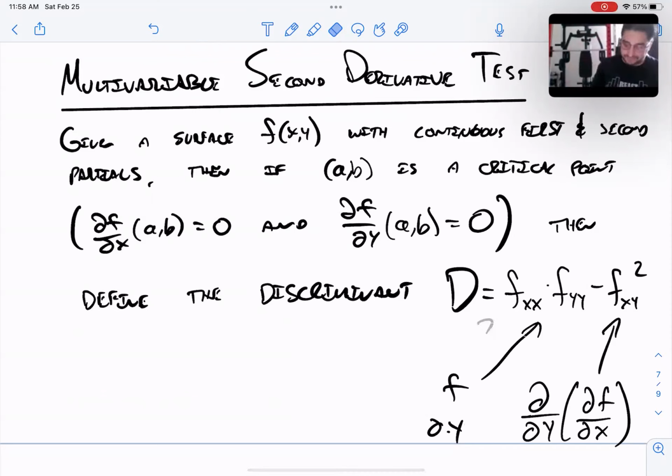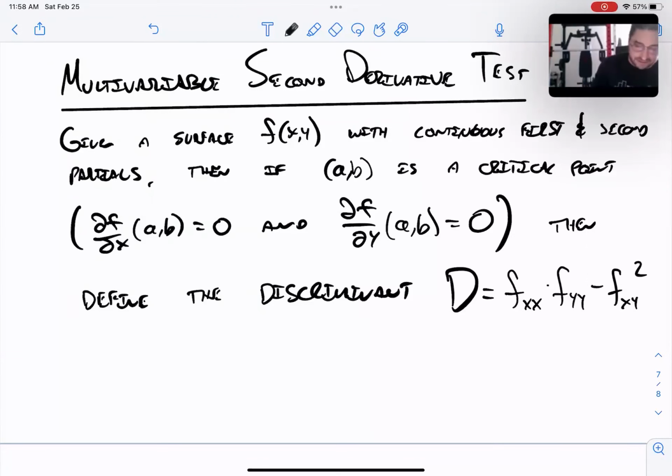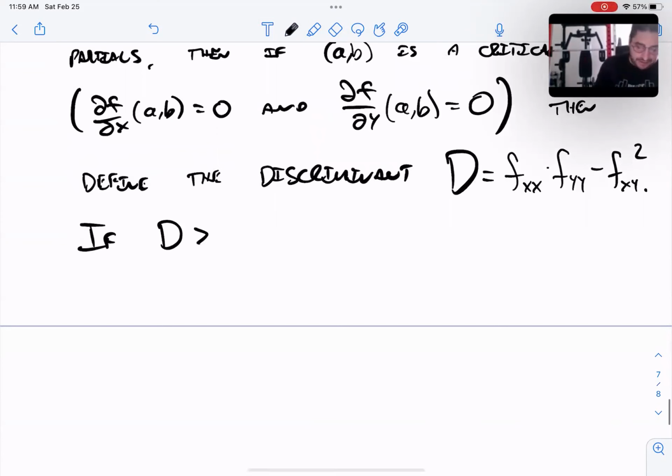Okay, so you define that discriminant, and then here's what we say from there. Once you have your discriminant defined, it turns out that if the discriminant is positive, then you can use the old Calc 1 second derivative test.